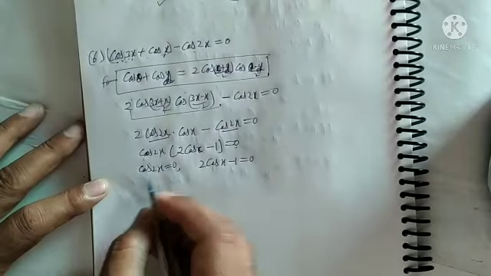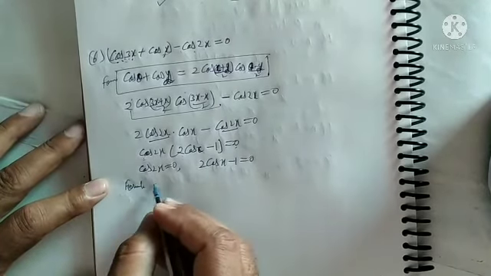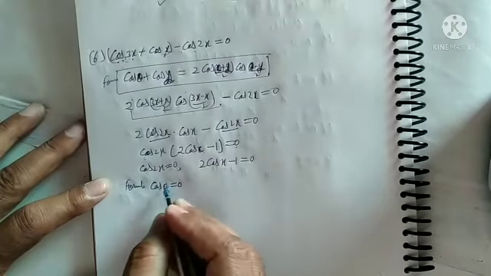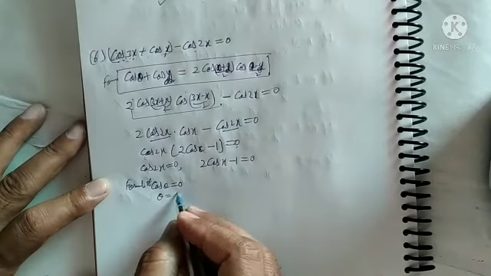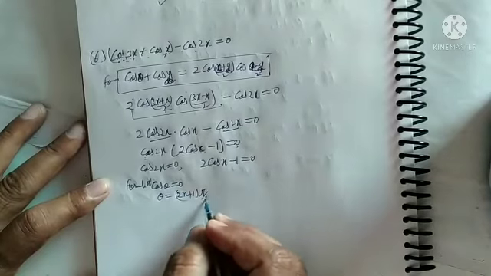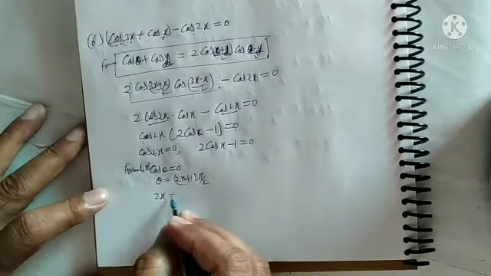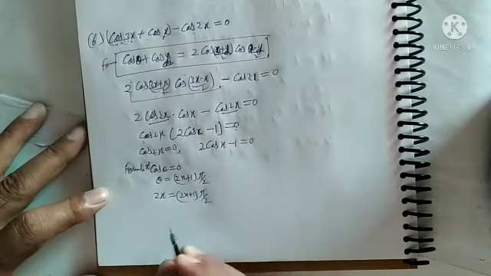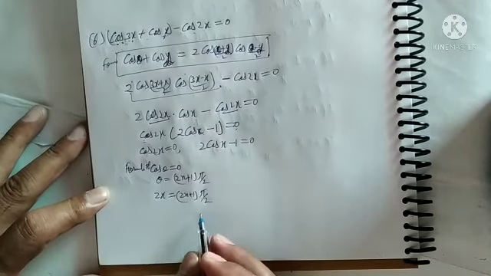Now which identity can we apply here? I am writing the formula in short: if cos theta is equal to 0, then theta is equal to (2n plus 1) pi upon 2. This is the identity. So in the place of theta is 2x, so write here 2x is equal to (2n plus 1) pi upon 2. Now this 2 will go down.